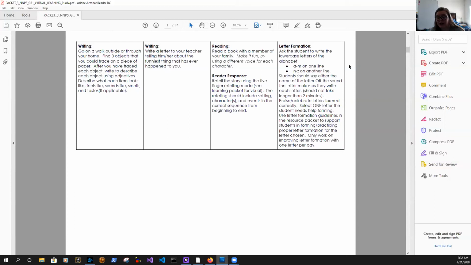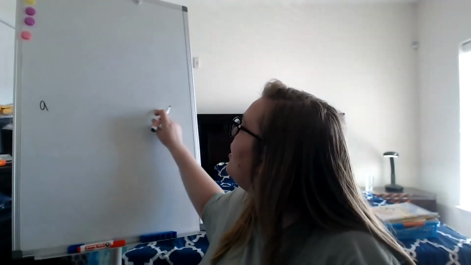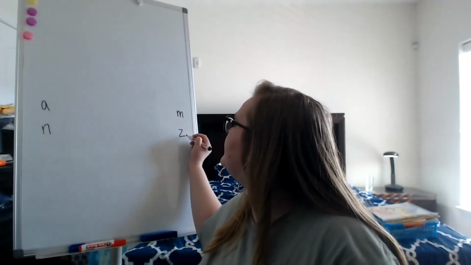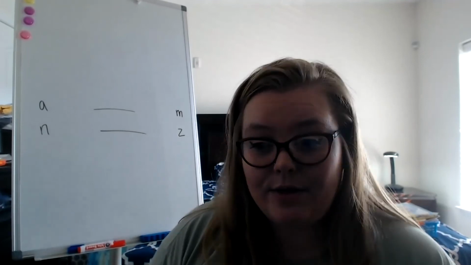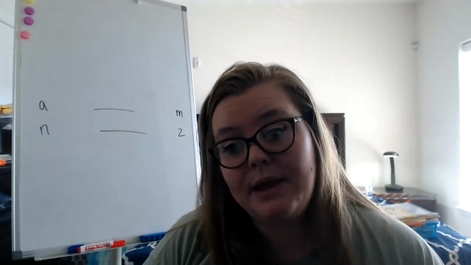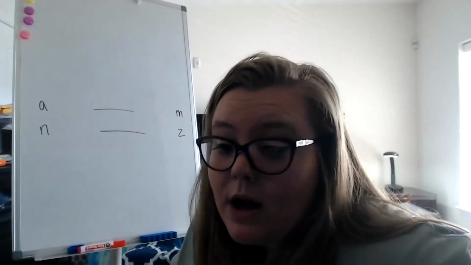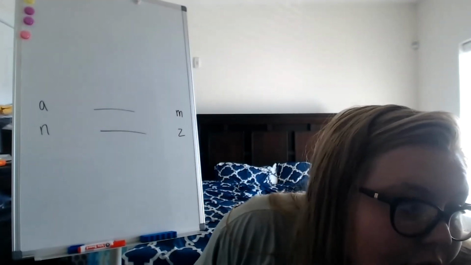So if there is a letter that after they write the lowercase alphabet, A all the way through M, and then N through Z, after they do that, pick one letter that maybe they had a hard time writing. They didn't make it correctly. Maybe it was a B, but they actually made the D. Pick one letter and have them practice forming that letter correctly.